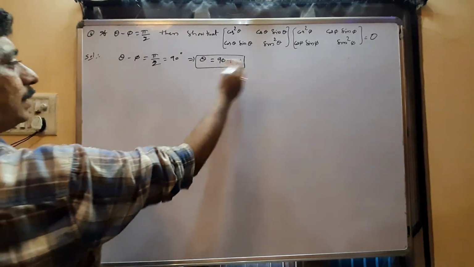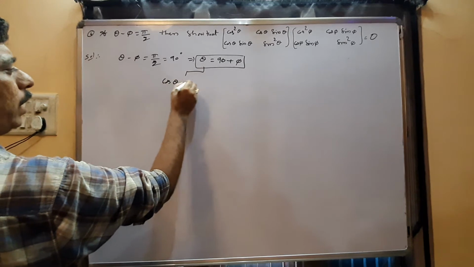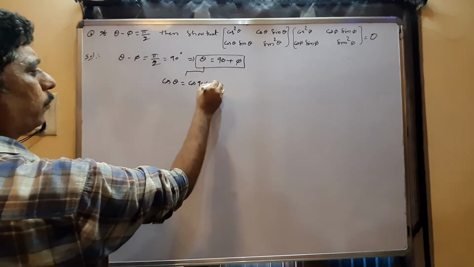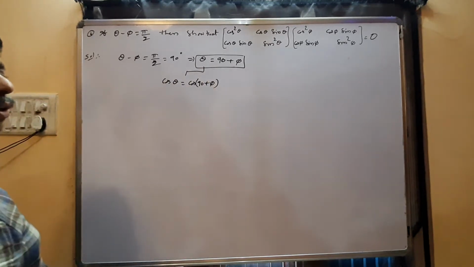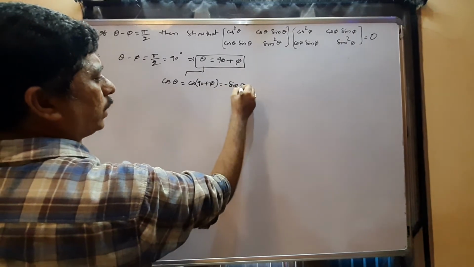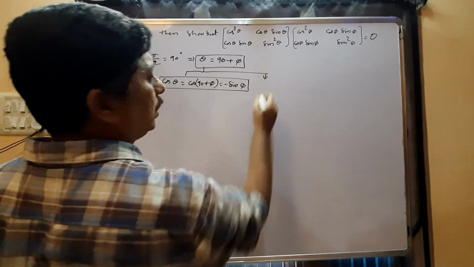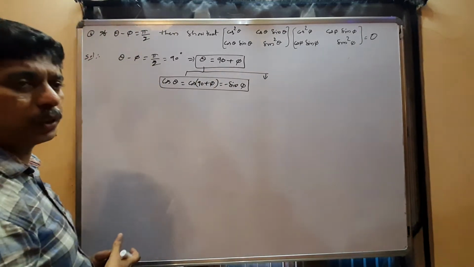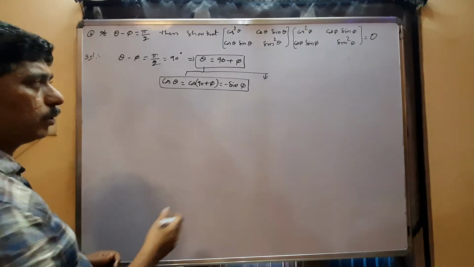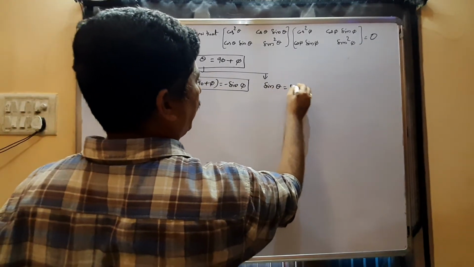Now applying the cos: cos theta equal to cos of 90 plus phi. In the second quadrant cos is negative, so that becomes minus sin phi. Cos changes to sin in trigonometry. You have studied these trigonometry concepts in 10th class. Now apply sin: sin theta equal to sin of 90 plus phi.